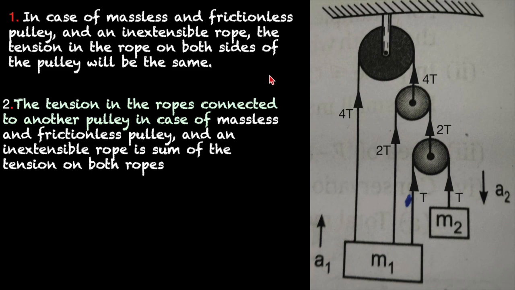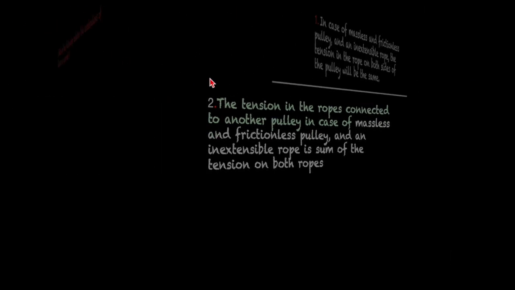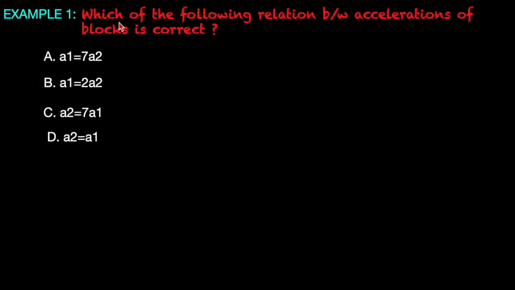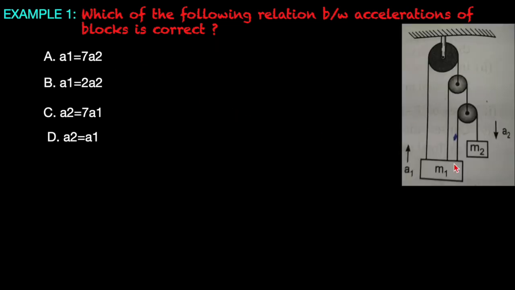Now coming to an example to show our trick more clearly and beneficially. Now here is the example. Which of the following relations between the accelerations of the blocks is correct? So here are the blocks M1 and M2, and M1 has an acceleration A1 and M2 has the acceleration A2. So the question says which of the following relations between the accelerations of the blocks is correct? So you have to find a relation between A1 and A2.